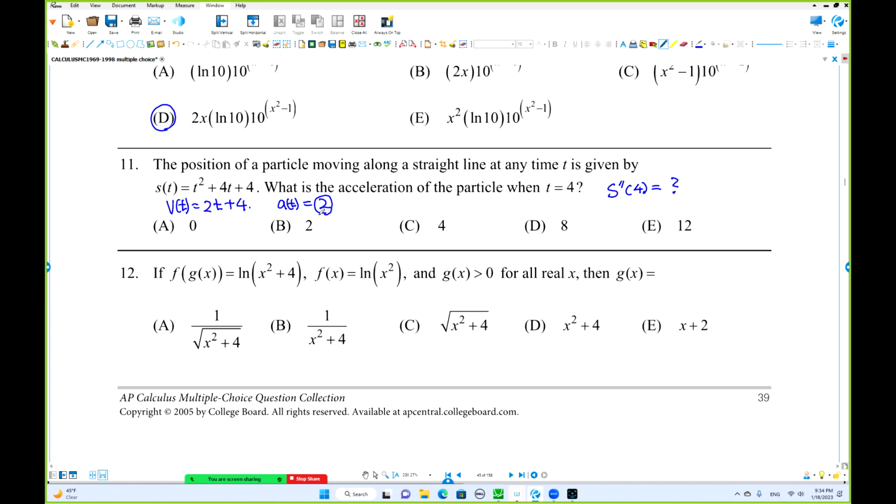When t is 4, acceleration is 2. When t is 5, acceleration is also 2. If t is 6, still 2. That's a constant acceleration. So choice B is the answer. This acceleration is a constant. That means speed is constantly increasing at the same rate. That is constant acceleration.